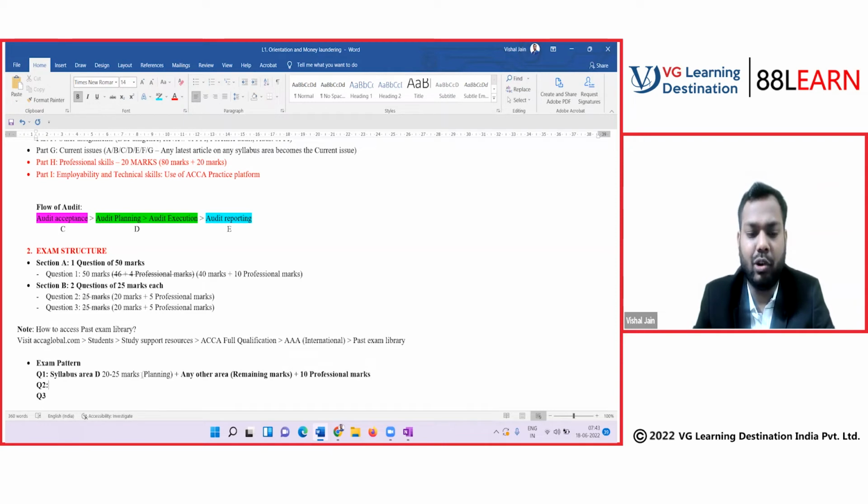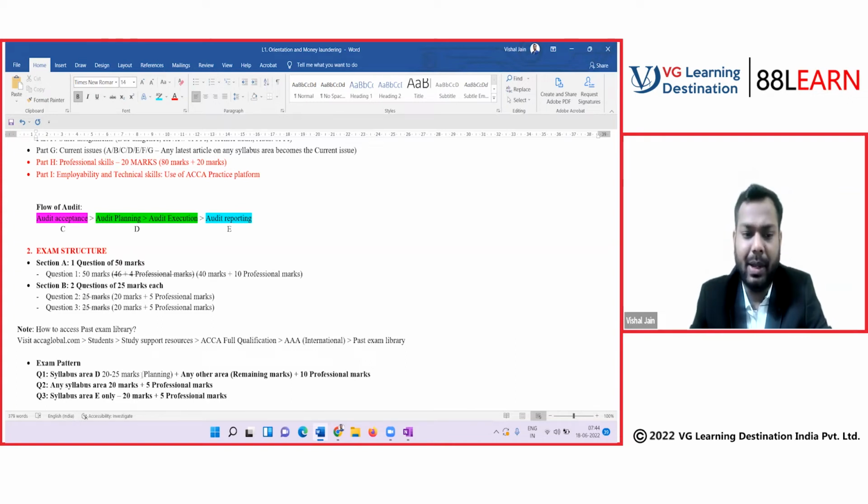Question number 2 can come from any syllabus area. Nothing is fixed. It can come from any syllabus area, for 20 marks plus 5 professional marks. Question number 3 will come from syllabus area E only, for 20 marks plus 5 professional marks.